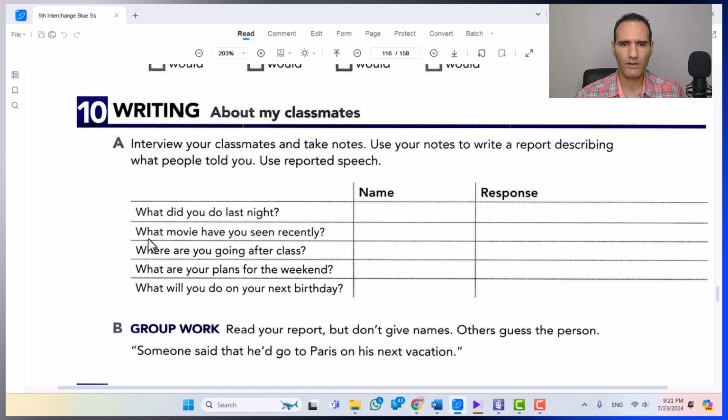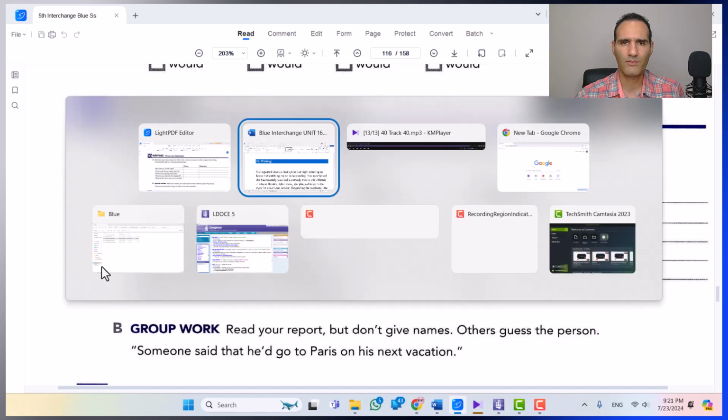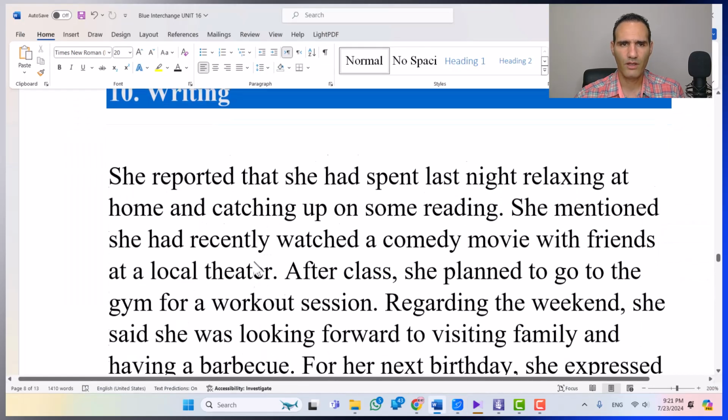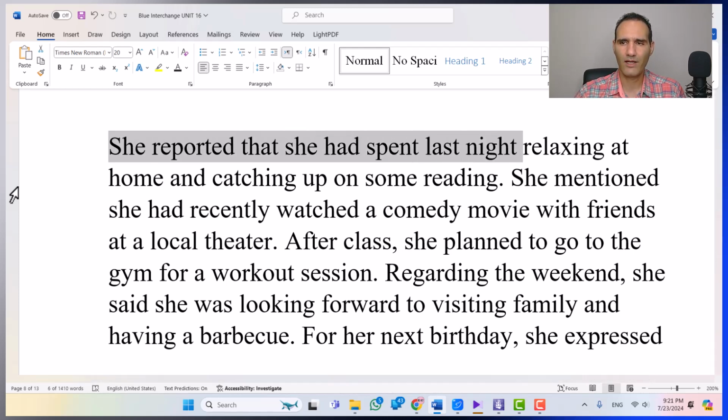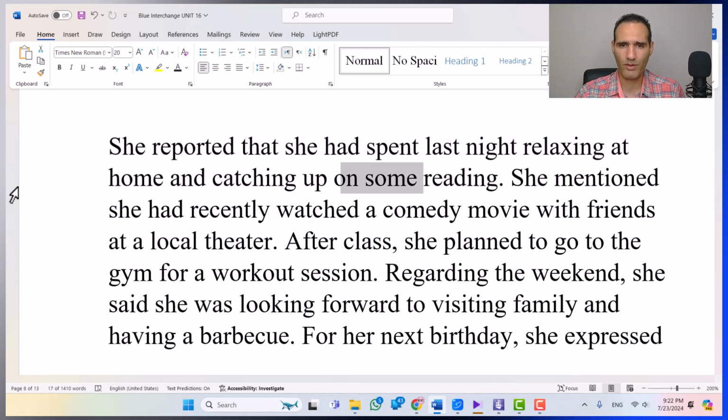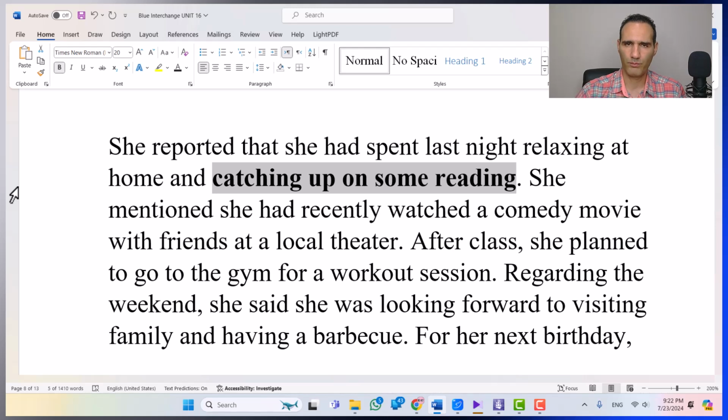But now, because we don't have any partner here, I have written some sentences for you, not necessarily the answers to those questions, but practicing reported speech. Let's see. It says, she reported that she had spent last night relaxing at home and catching up on some reading. Catch up on some reading means some of the readings that you hadn't done and needed to take care of. The previous readings piled up.